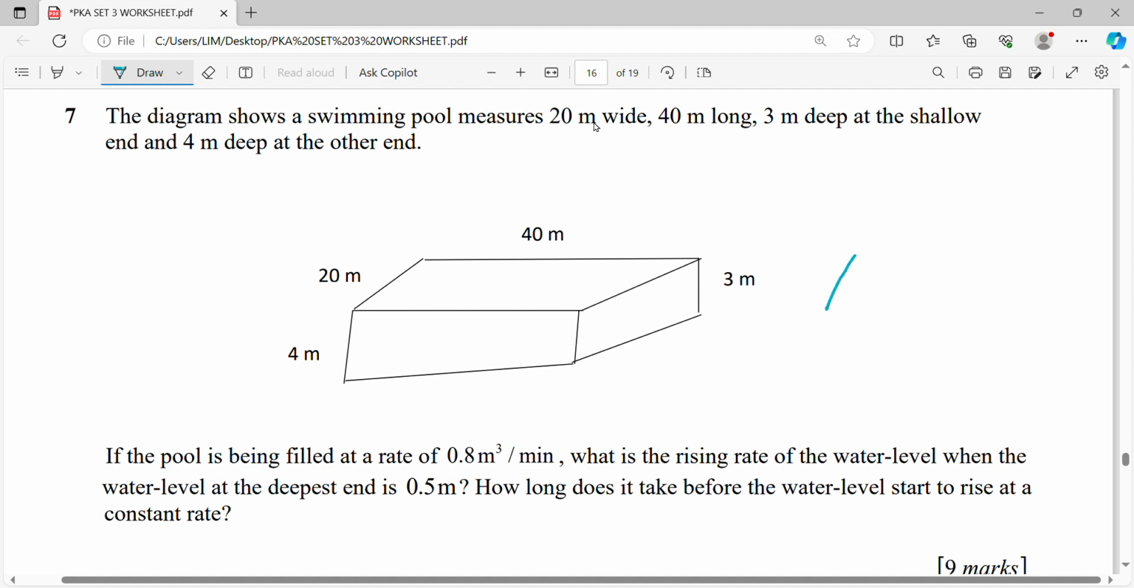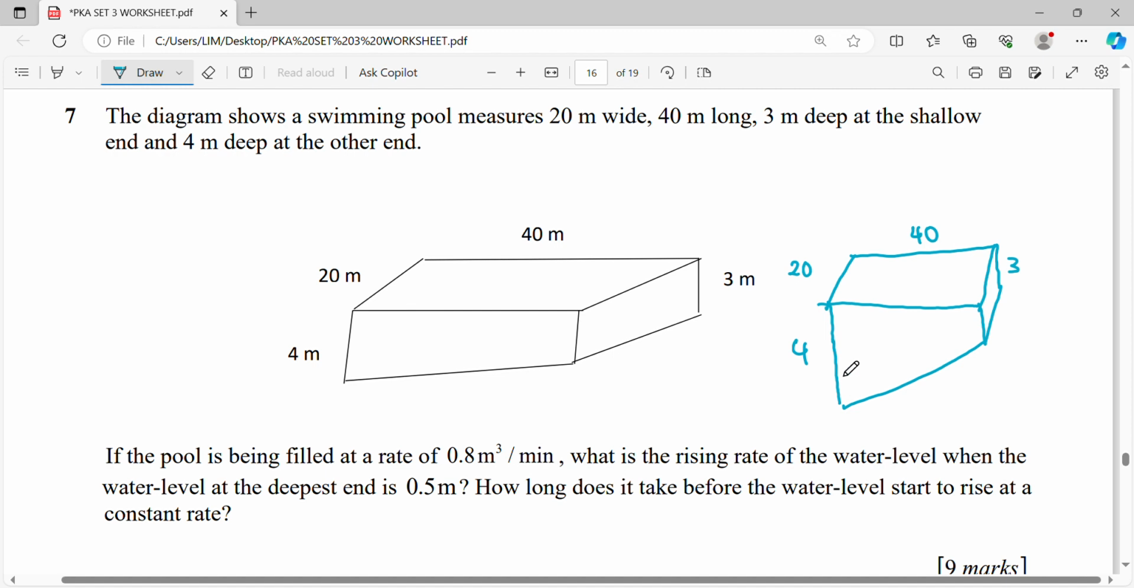Swimming pool, you just imagine a swimming pool. They got a shallow part and then go deeper, right? But without the diagram, nanti you tak faham pula. So this diagram is for you to understand only. This is the swimming pool, with the width 20, and then the length here 40, then 3 meter at the shallow part and 4 meter at the deep end.